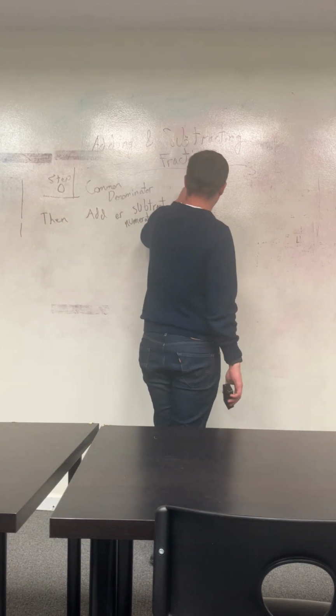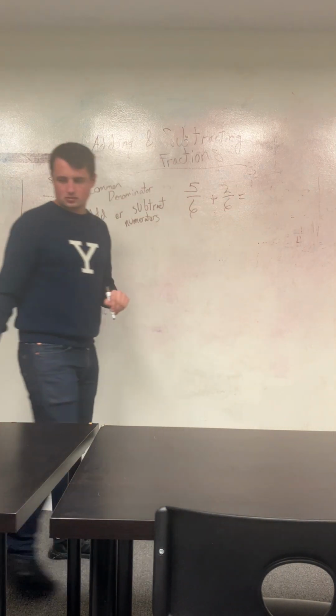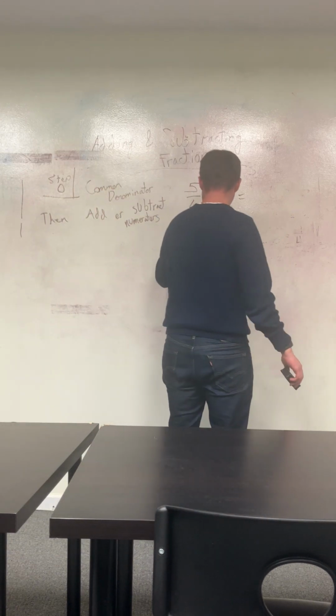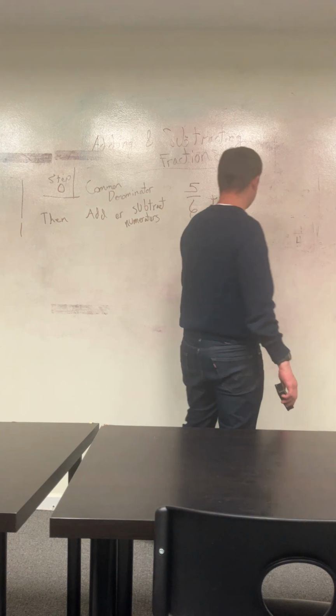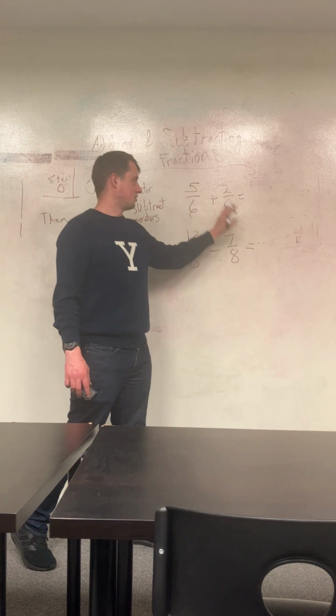5 sixths plus 2 sixths. And let's try 13 over 8 minus 7 over 8. This would be an example where you do not want to change these to mixed numbers because that would make all your math so much harder.